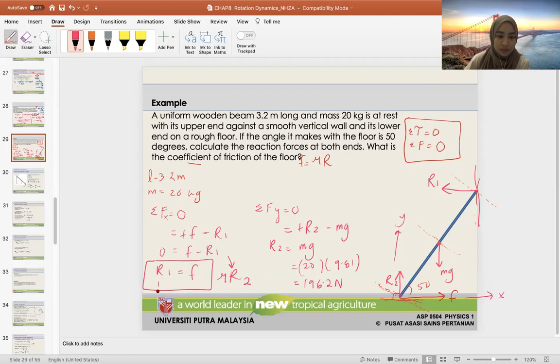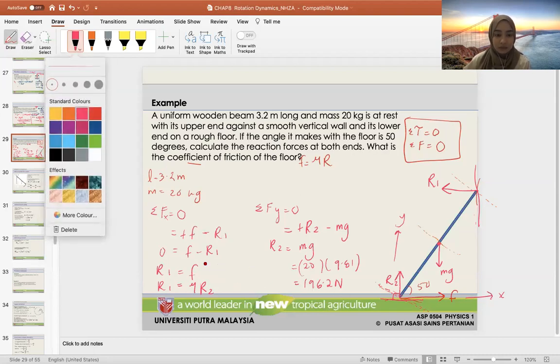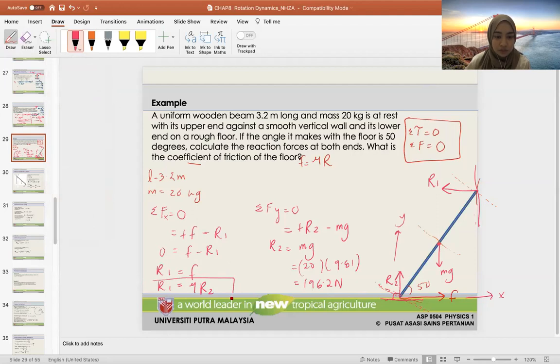Okay, so we know that. Okay, so R1 equals mu R2. So that is your equation. And we already solved for R2. But we don't know what R1 is, so stay tuned.